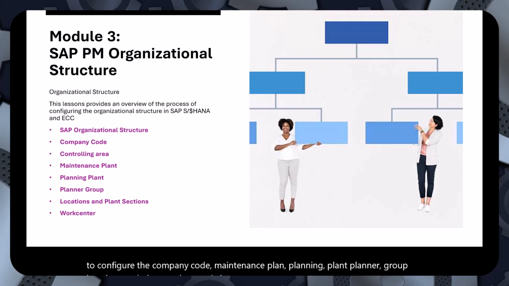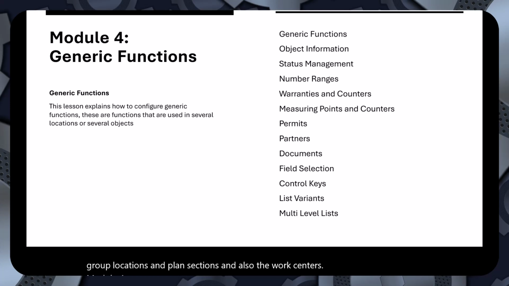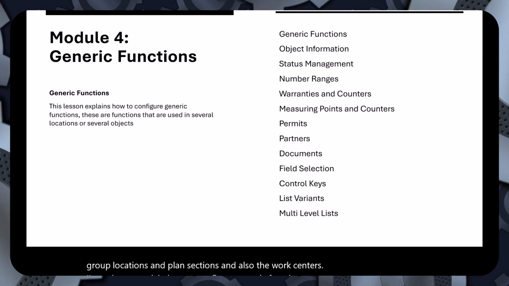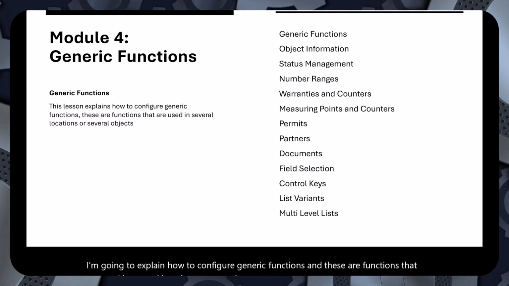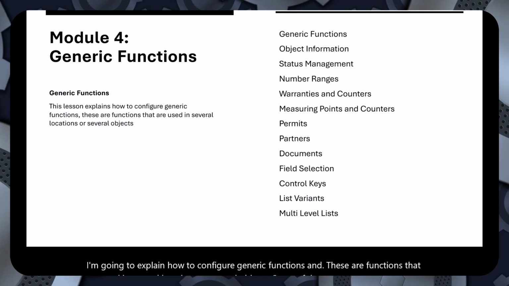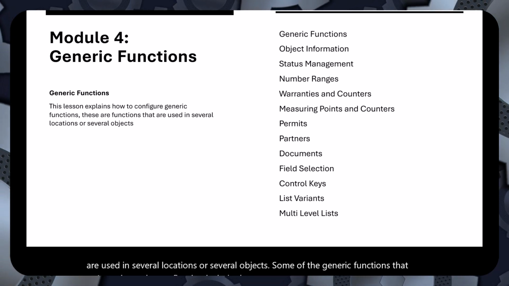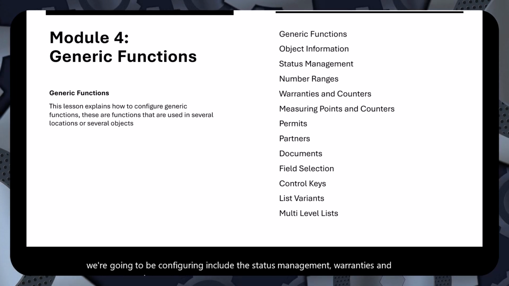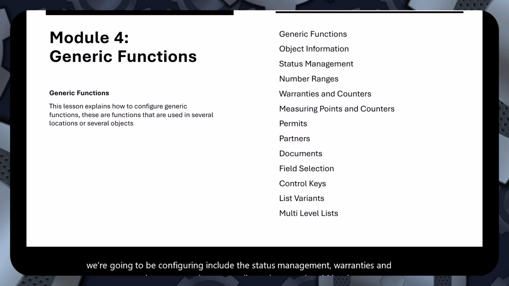Module 4, I'm going to explain how to configure generic functions, and these are functions that are used in several locations or several objects. Some of the generic functions that we're going to be configuring include status management, warranties and counters, permits, partners, documents, list variants, and multi-level lists, among others.